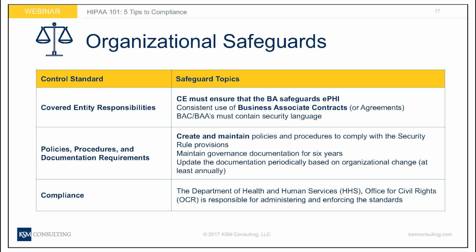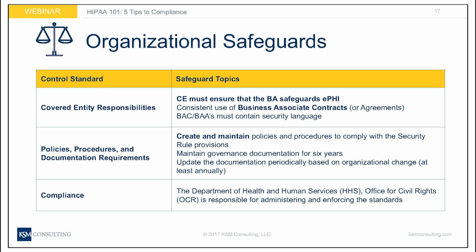Organizational safeguards. There's really three main components here. First is around the covered entity responsibilities. It is the covered entity's responsibility to ensure that the business associate safeguards ePHI. And again, I want to stress that.